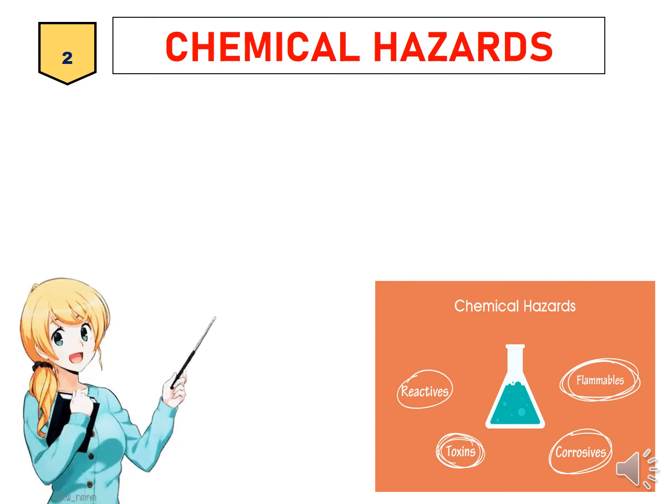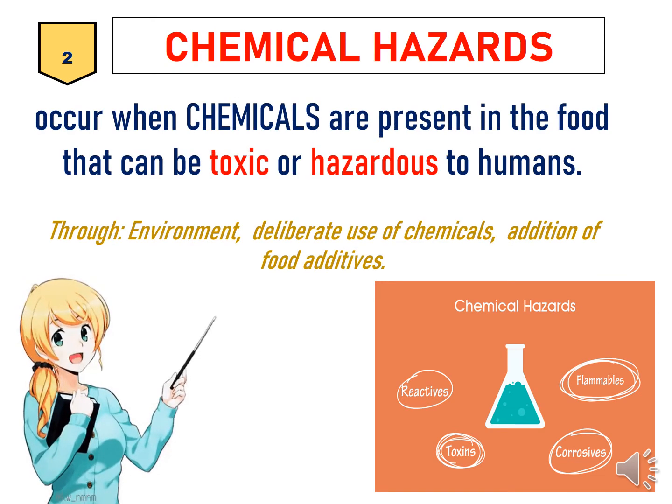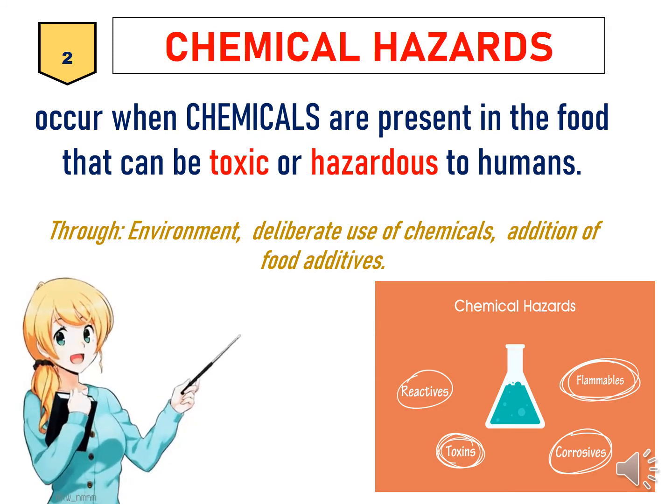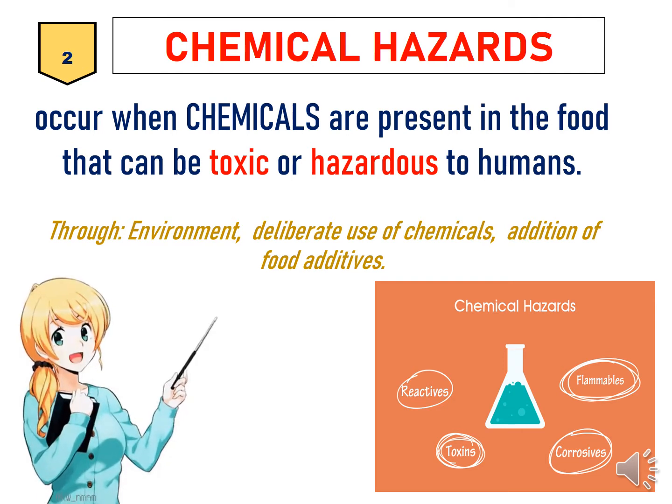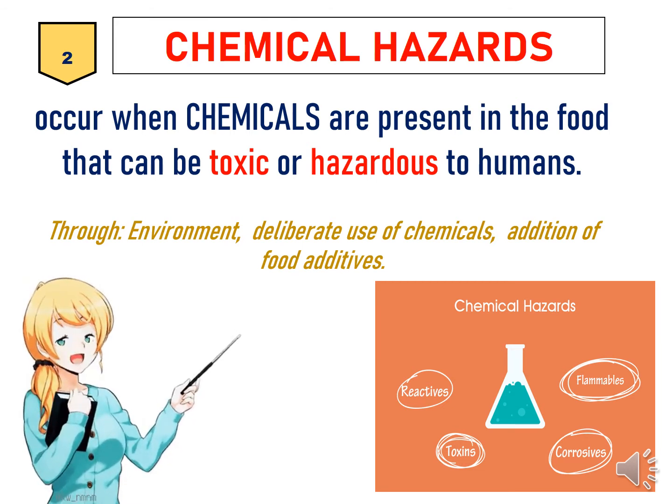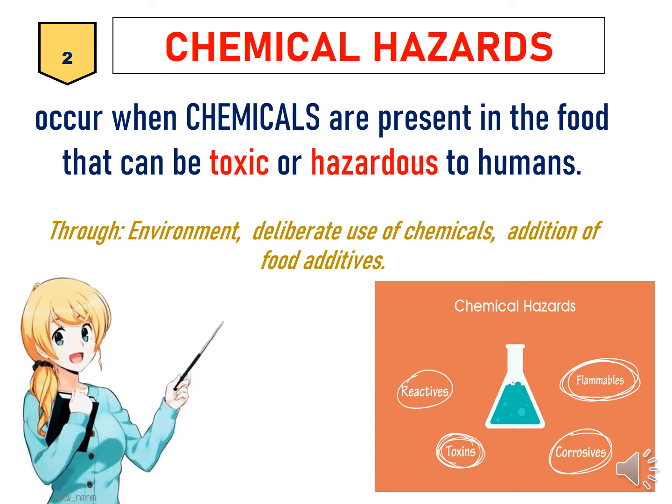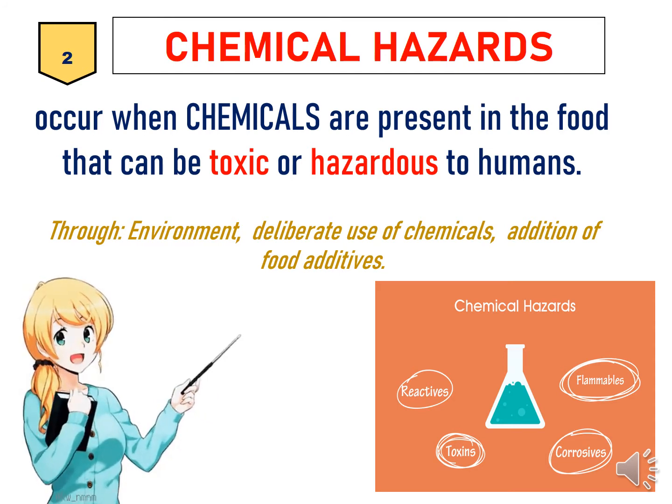Number 2 is chemical hazards. It occurs when chemicals are present in the food that can be toxic or hazardous to humans. Some chemicals become hazardous depending on the levels or amount of it in the food item. So here are some ways kung paano po nagkakaroon ng chemical hazard sa isang pagkain. Through the environment, if for example gumagamit ng pesticides doon po sa pinaka-raw materials na gagamitin, then hindi mo hinugasan ng ayos, pwedeng magkaroon ng food contamination or pwede kang ma-poison.